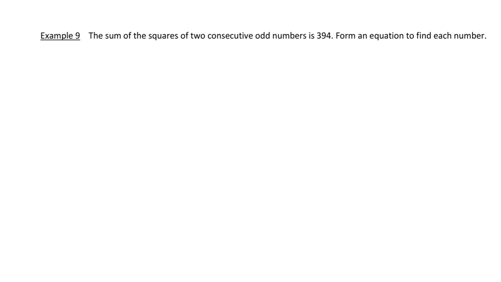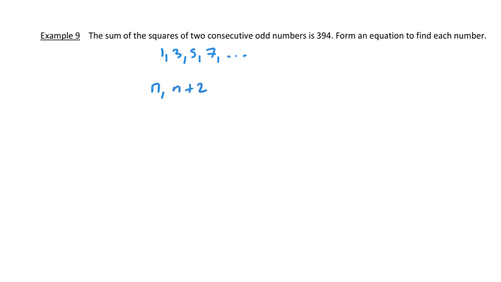Example 9, the sum of the squares of two consecutive odd numbers. So odd numbers, we're thinking about 1, 3, 5, and 7. If our first odd number is n, then the next odd number is 2 away. So to get from 1 to 3, add on 2. 3 to 5, add on 2. 5 to 7, add on 2. So if our first one is n, the next one is going to be n plus 2.